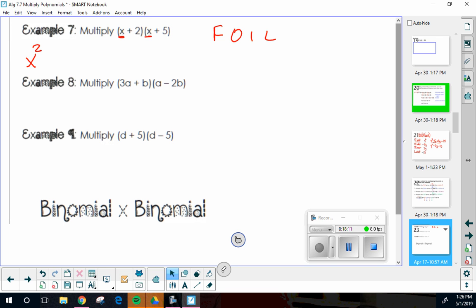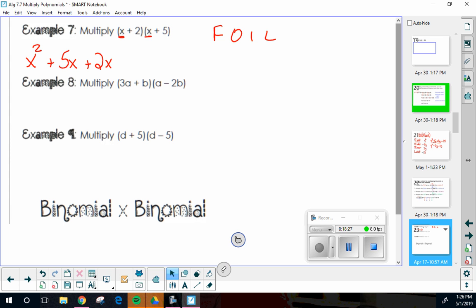Now we're going to do outer. What are the two terms in the outer section? x and 5. So that's going to be a positive 5x. What about the inner section? 2x. So that's going to be plus 2x.